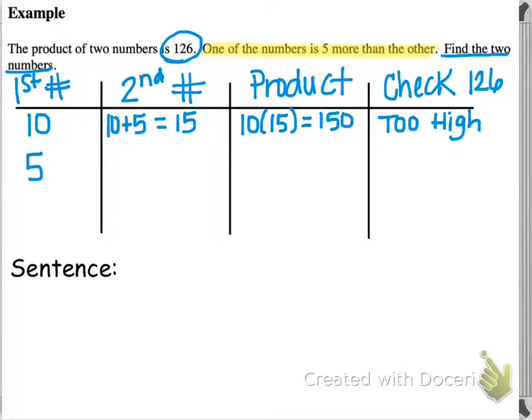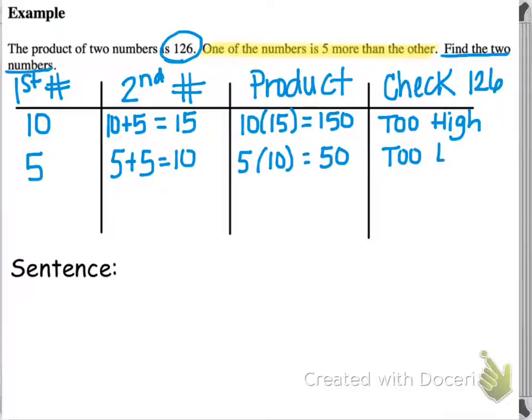Once again, if the first number is 5, the second number would be 5 plus 5, which is 10. And the product of my two numbers, 5 times 10, well, that's 50. And it looks like this time I am way too low. So my first guess was too high, my second guess was too low. So now, where should I guess again?